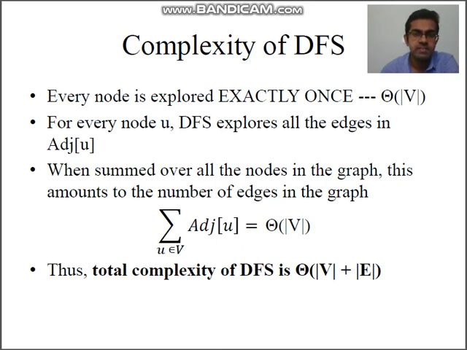It is easy to evaluate the complexity of the DFS algorithm. Every node is explored exactly once, which gives us a complexity of theta of V. For every node U, all the edges starting from U are explored. When we do a summation over the entire graph, this gives us all the edges in the graph. So the complexity of DFS can be summed up to be theta of V plus E, where V is the number of vertices in the graph and E is the number of edges in the graph.